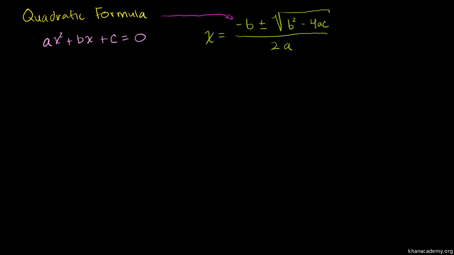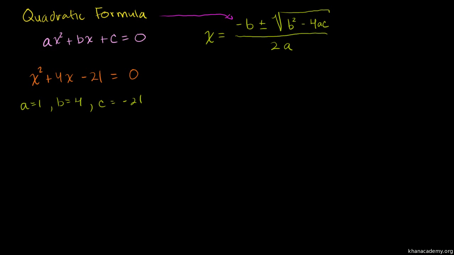So let's start off with something that we could have factored, just to verify that it's giving us the same answer. So let's say we have x squared plus 4x minus 21 is equal to 0. So in this situation, a is equal to 1, right? The coefficient on the x squared term is 1. b is equal to 4, the coefficient on the x term. And then c is equal to negative 21, the constant term. And let's just plug it in the formula.